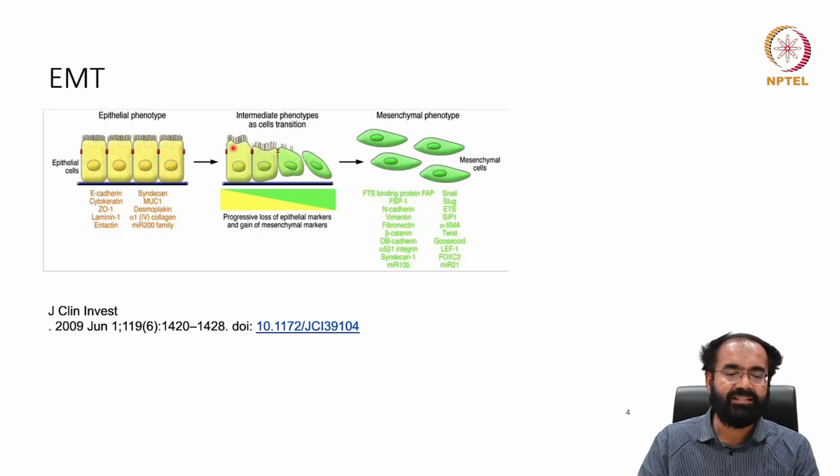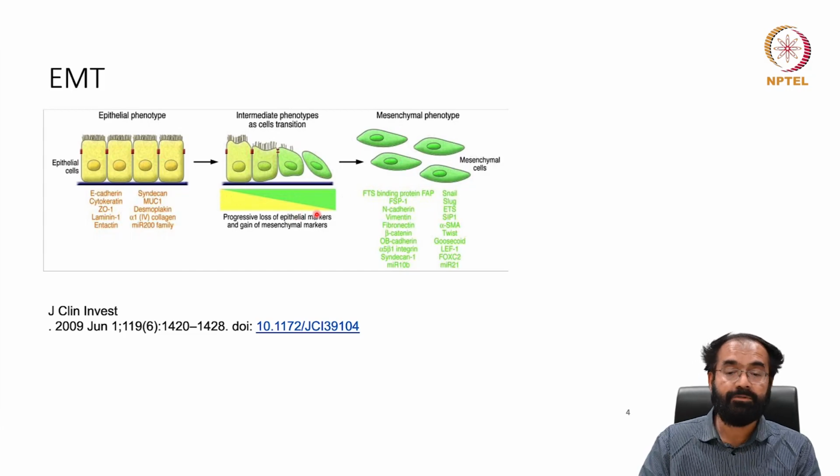Like you can see here, this is still epithelium. This has lost a little bit. This has lost a little bit. This has completely lost. That is called intermediate phenotypes during the transition. And you can see here, the epithelial specific phenotype is yellow, and the mesenchymal specific phenotype is green. You can see the green is slowly increasing and the yellow is slowly decreasing.